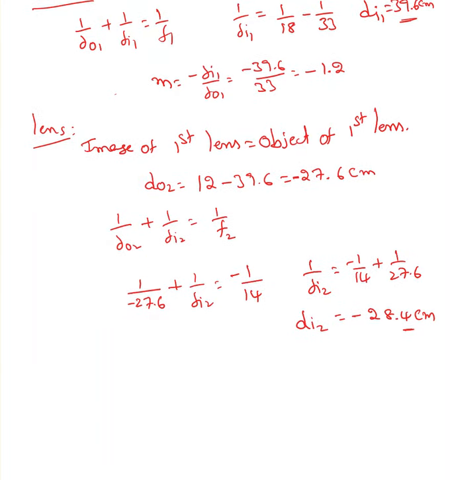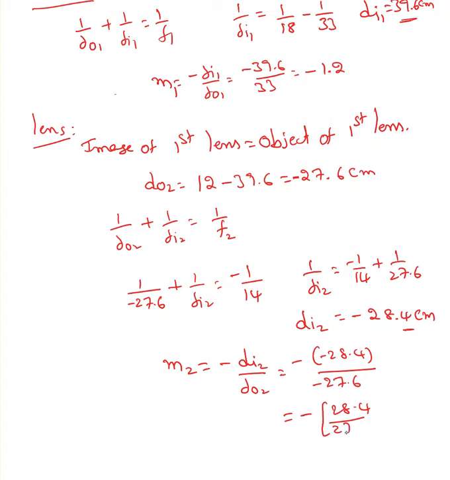Give me 1 minute. Let me find M2. Let me take this as M1. M2 equals minus distance of image 2 over distance of object 2: minus of minus 28.4 divided by object 2, which is minus 27.6. So you finally will end up with a negative number: negative 28.4 divided by 27.6.